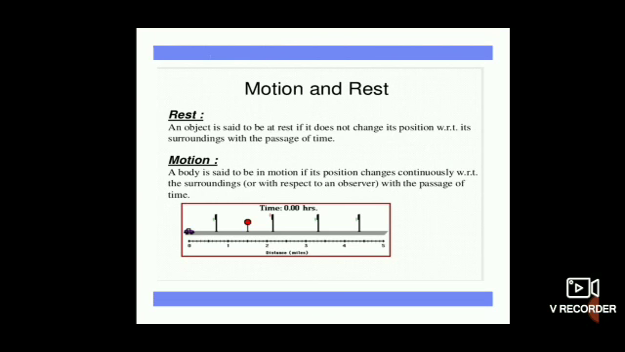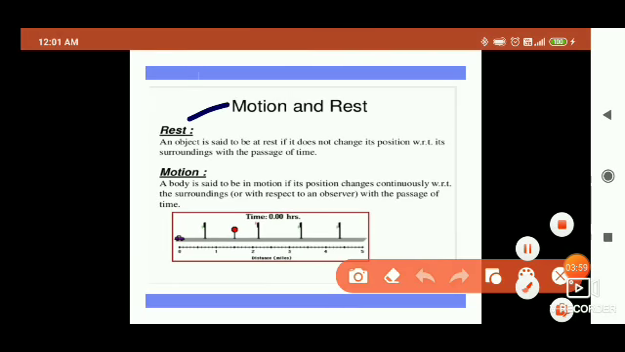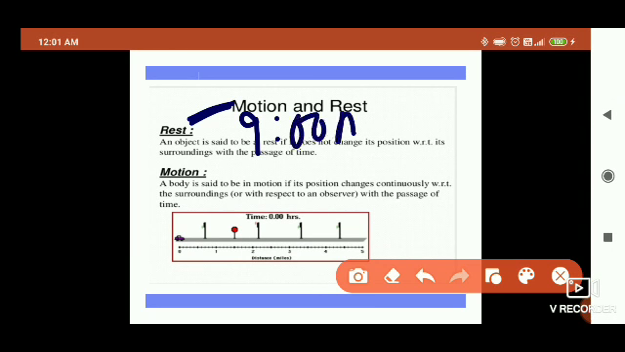Next, what is motion and what is rest? A lot of people confuse rest and motion. An object is said to be at rest if it does not change its position with respect to its surroundings with the passage of time. For example, if I consider a pen on the table, and the pen is at the same position after 1 hour also. I kept the pen on the table at 9 a.m. and at 10 a.m. I'm watching that the pen is in its own position. That means the pen is not moving at all. That is, the pen is at rest.